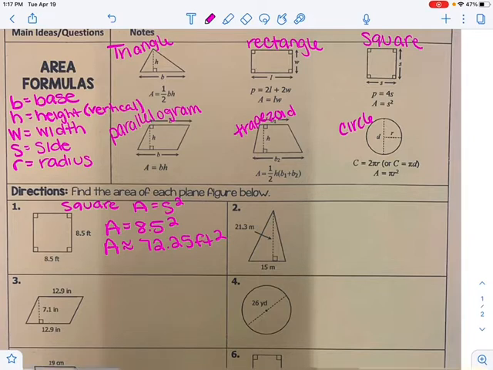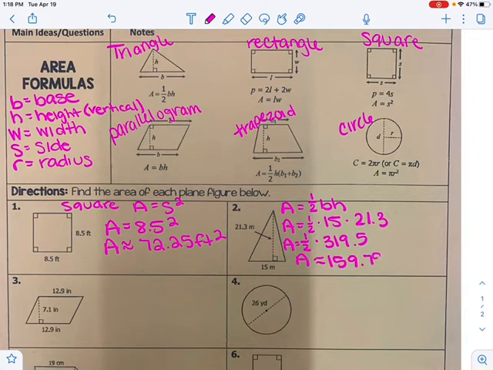In number 2, we have a triangle, and the area of a triangle is 1/2 the base times the height. So in this case, the area is 1/2 times the base, which is 15, and the vertical height is 21.3. So I'm going to multiply that 15 and 21.3. I'll bring down the 1/2. And I get 319.5. So half of 319.5 is equal to 159.75 meters squared.